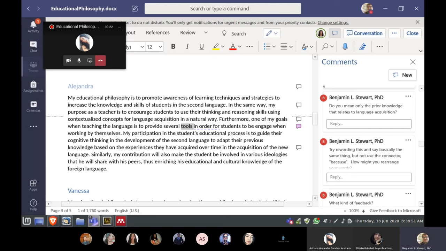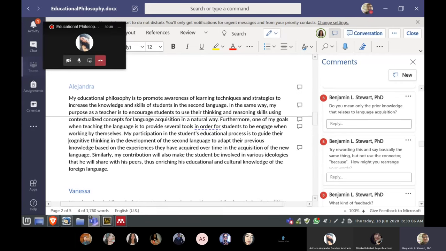All right. I notice here that in this sentence, you say the purpose of the teaching is to encourage students to use their thinking and reasoning skills. So for me, thinking and reasoning skills relates to the cognitive thinking that you have here. And so I feel like this sentence in between, furthermore, one of my goals is teaching learning in order and tools to engage them to work by themselves, and then you jump back to cognitive thinking. So maybe this idea of cognitive thinking needs to be closer to where you mention thinking. I'm assuming cognitive thinking or reasoning skills, because this next sentence deals more with the social.